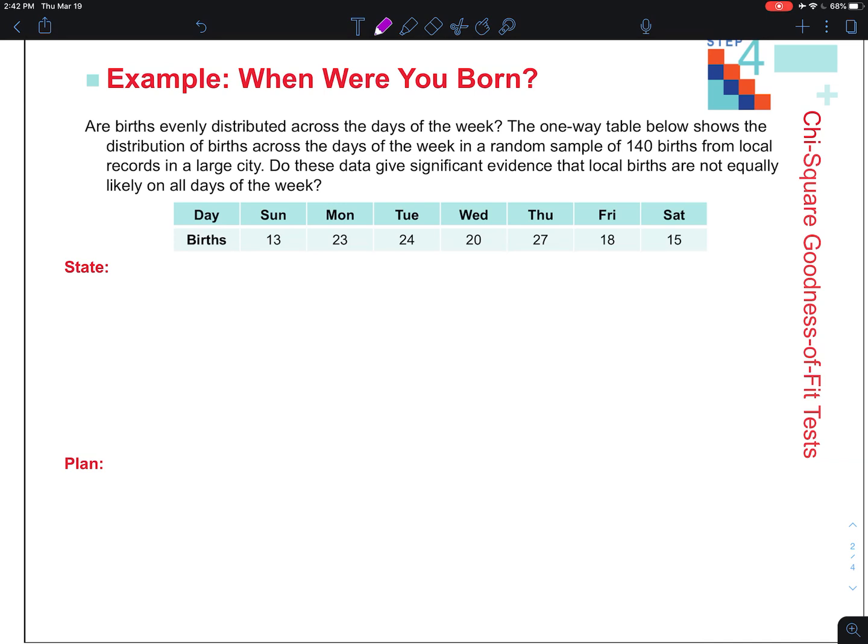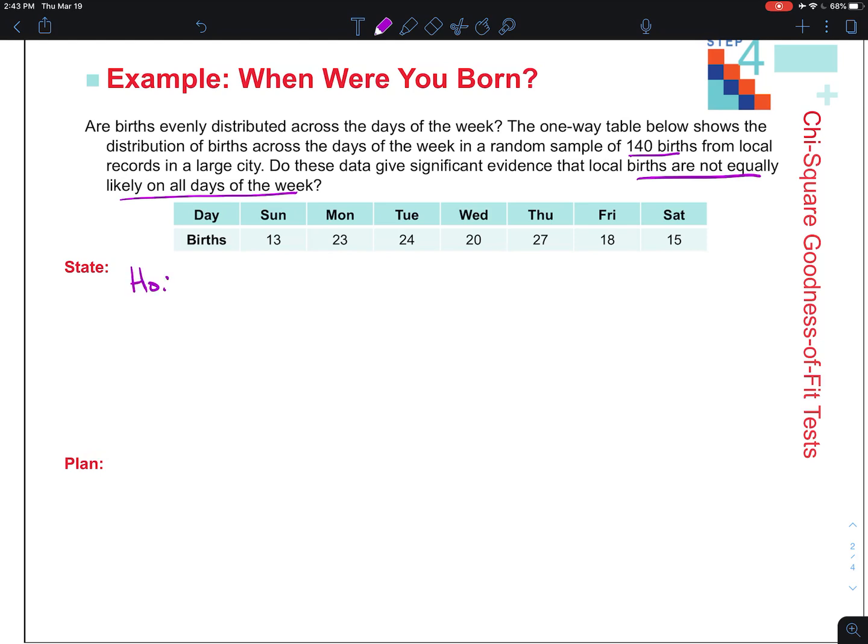The first one here says we've got 140 births, that's n. And let's see, do they give significant evidence that the births are not equally likely on all days of the week? Effectively, that's our alternative hypothesis.